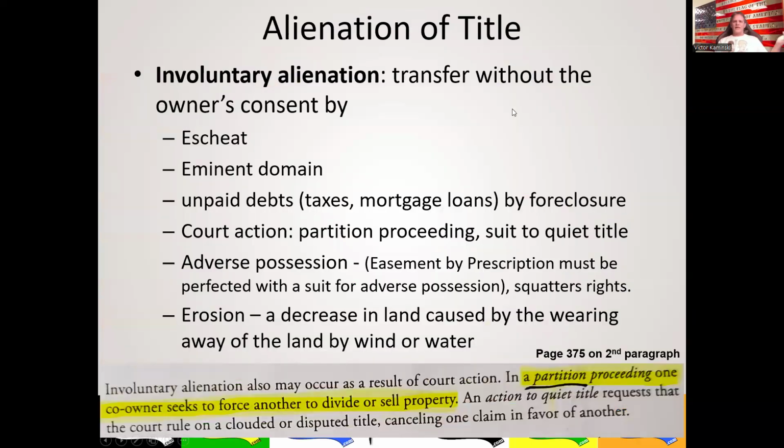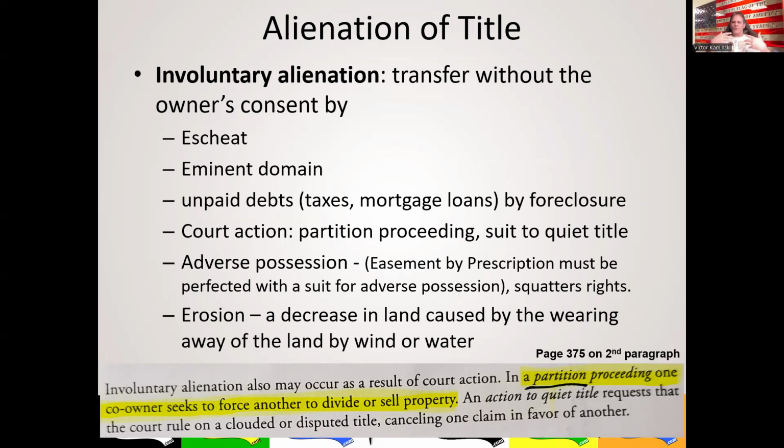So once again, involuntary transfer without the owner's consent can be done by escheat. Your property can be taken by eminent domain. Through unpaid debts, you could be foreclosed upon. Through court action, a judge, you could have a partition proceeding where a judge would order the property to be split if physically possible. And if that's not physically possible, the judge would order the property sold.